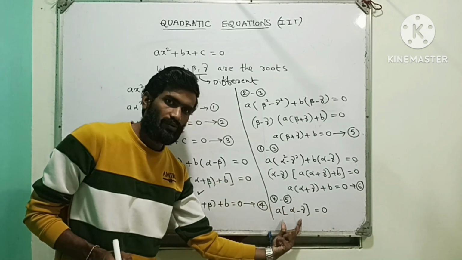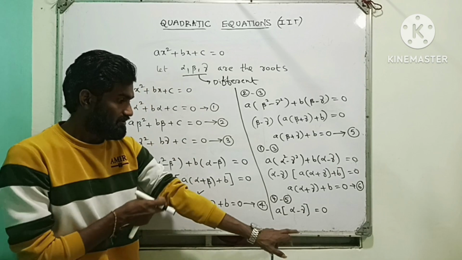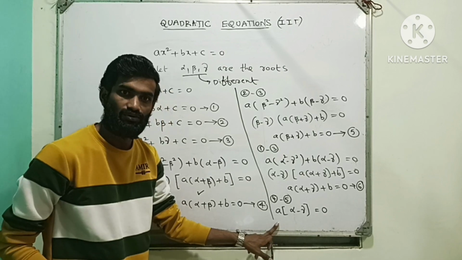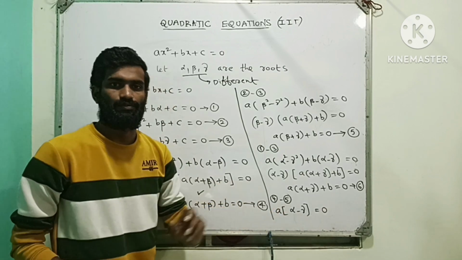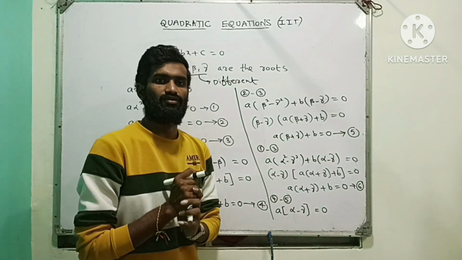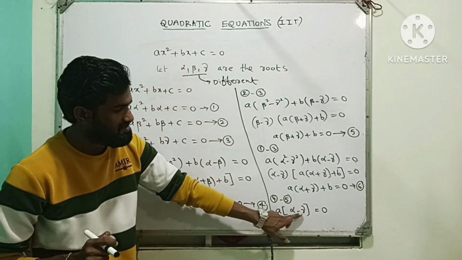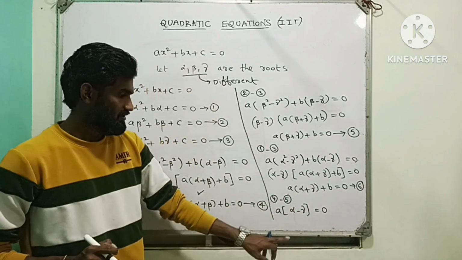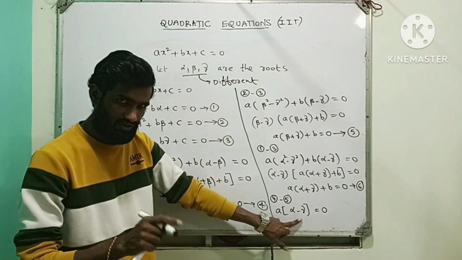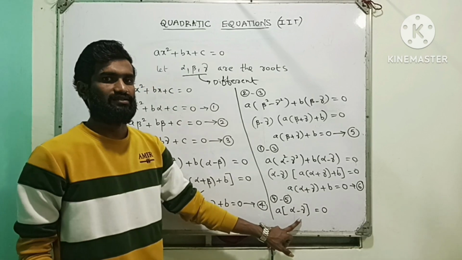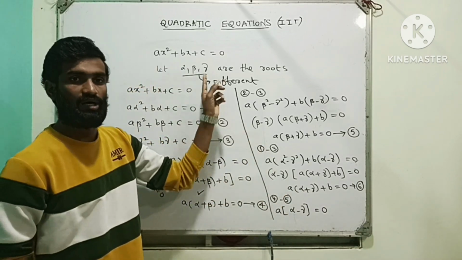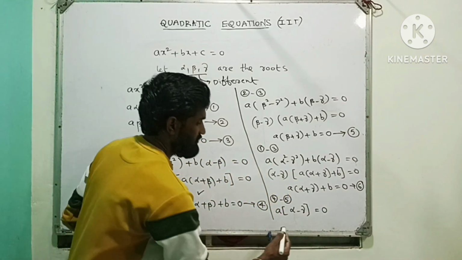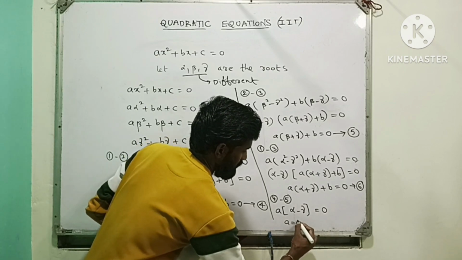Again, the product of two terms is equal to 0. Very interesting here. a into alpha minus gamma equals 0 means either a equals 0 or alpha minus gamma equals 0. Now if alpha minus gamma is 0, then what will happen? Again we will get alpha equal to gamma, right? But that is not possible because we have taken alpha, beta, gamma as different. So the only case we need to consider is a equals 0.